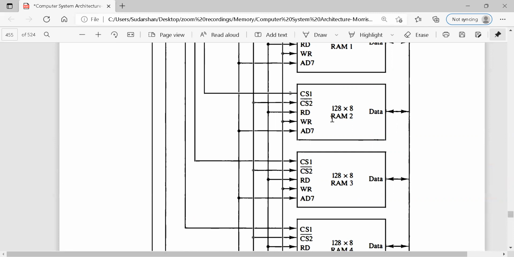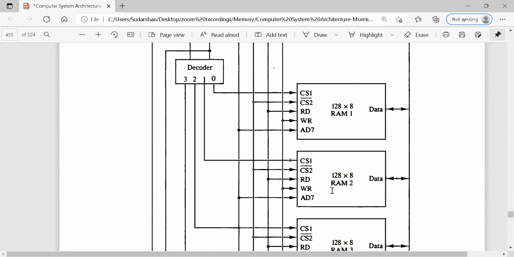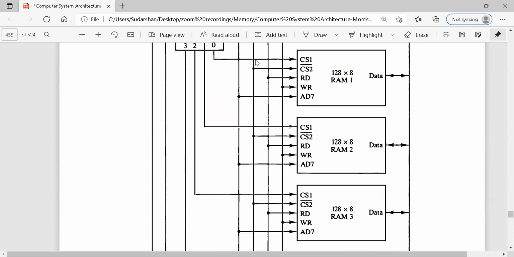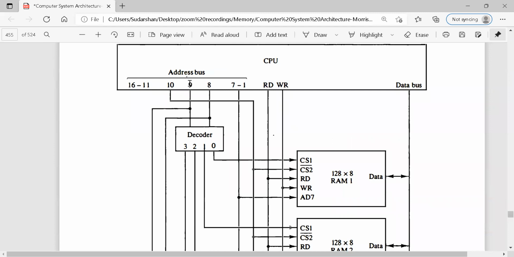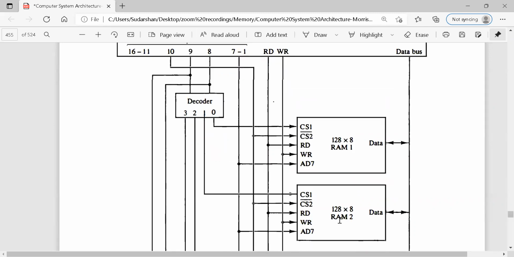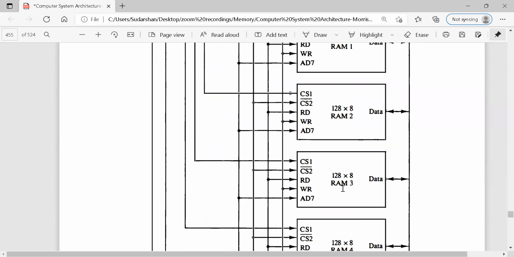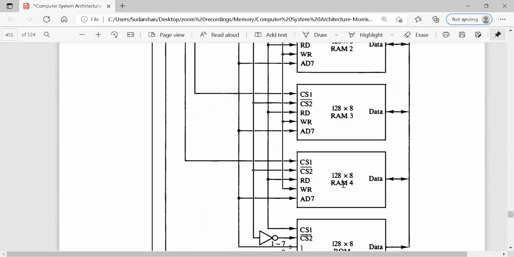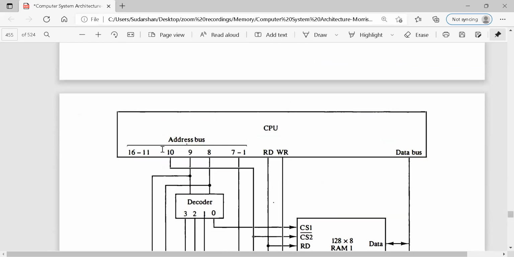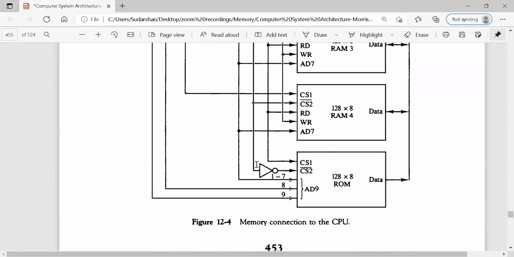When you come to RAM storage, each RAM chip has only 128 locations. Therefore, we make use of 4 such RAM chips: RAM 1, RAM 2, RAM 3, RAM 4. If the address bus line numbers 9 and 8 consist of 00, it selects RAM 1. If it is 01, it selects RAM 2. If it is 10, it selects RAM 3. If it is 11, it selects RAM 4. But keep in mind, the 10th bit must be 0.